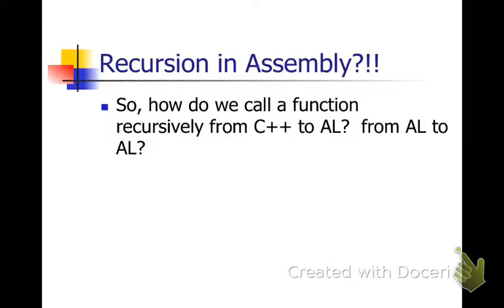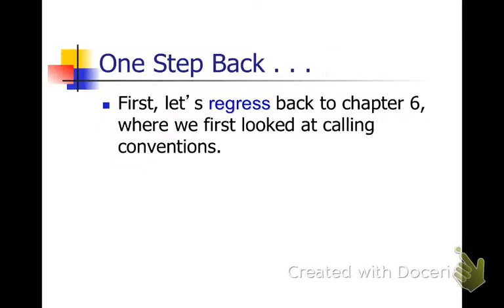So how do we call a function recursively from C++ to assembly language, or from assembly language to assembly language? Because what we're going to do in class is I'm going to show you how to write one function definition that works regardless of who calls it, as long as the calling convention is the same between all parties. So that's what we're going to look at. But before that, let's go back real quick and remember some of the things that we had to do.